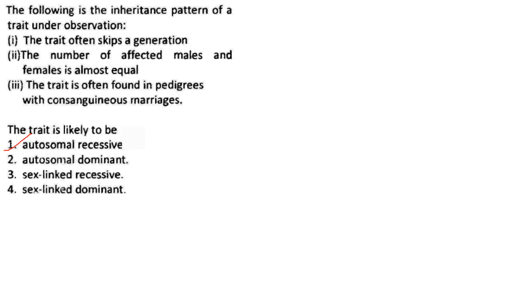The following is the inheritance pattern of a trait under observation. The trait often skips generation. So it is autosomal, not sex-linked dominant nor recessive. The number of affected males and females is almost equal. Again, it shows autosomal. The trait is often found in pedigrees with consanguineous marriages. So it is autosomal recessive. So answer is option 1.